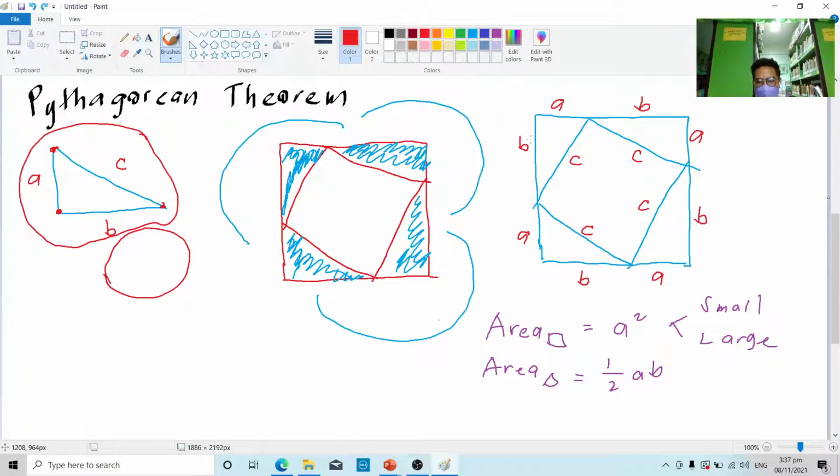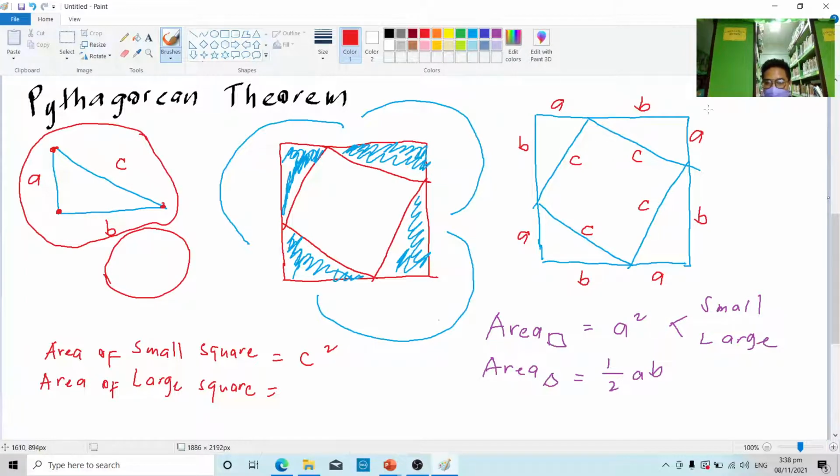Paano natin makukuha yung area nila ngayon yan? For the area of small square, we have, based on the illustration, all the sides of the square are C. Mean to say this is C squared. Paano natin makukuha yung area of large square? Since meron tayong A and B here. A and B, A and B, A and B. Paano natin makukuha yung area niyan? Just add the two variables. We have A plus B squared.